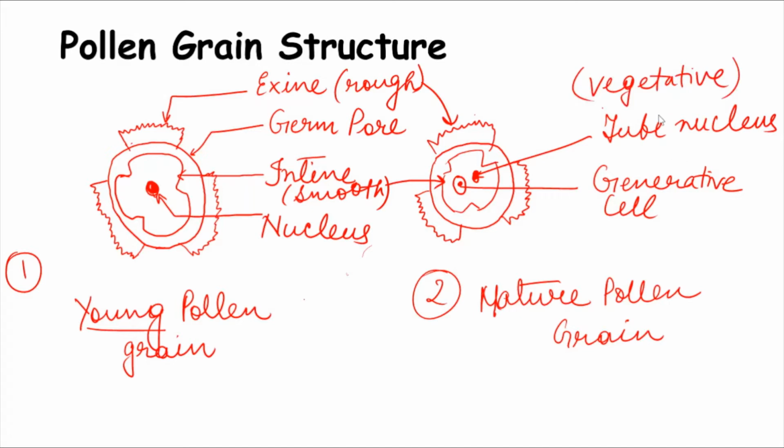Tube nucleus, vegetative nucleus. Now the nucleus that is more important is the generative nucleus, because this generative nucleus actually contains the sperm nucleus. Initially there will be only one sperm nucleus, and later, during the process of fertilization, it divides into two sperm nuclei. That's why I have written that the nucleus inside the generative cell will give rise to two sperm nuclei. These two nuclei will actually do the process of fertilization.